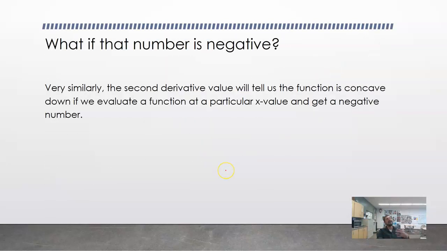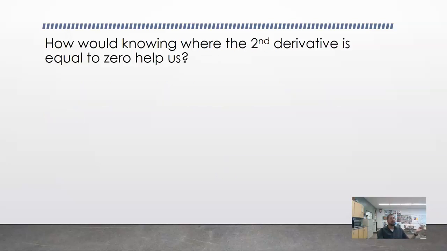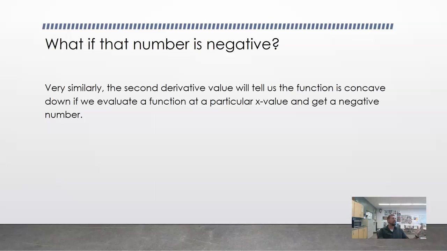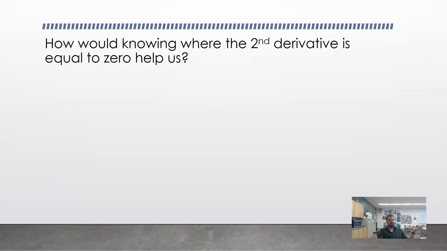Conversely, if I take an x value, I plug it into the second derivative, and I get a negative number, that tells me that the original function is going to be concave down.